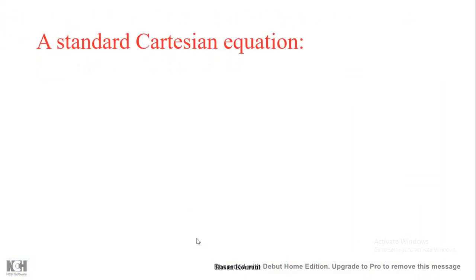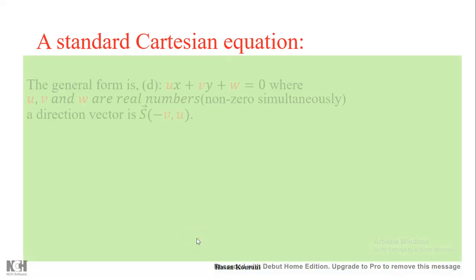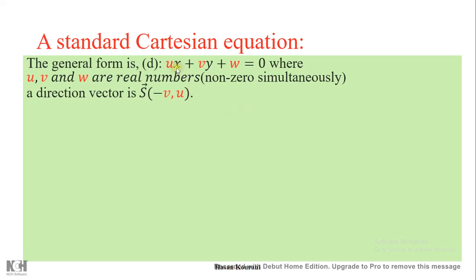Now let's see a standard Cartesian equation. The general form is ux plus vy plus w equal to 0, where u, v, w are real numbers, non-zero simultaneously. Non-zero simultaneously means non-zero at the same time, since if they are all 0, then we get no equation at all, and this has no sense.